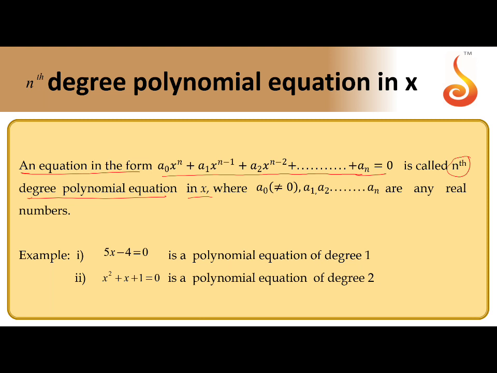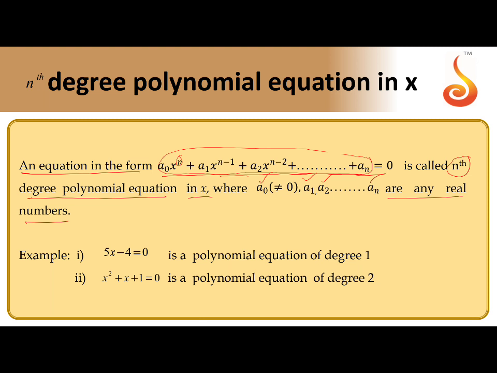We call it an nth degree polynomial equation in x, where a0, a1, a2, ..., an are any real numbers, and each term is a multiple of a power of x. So this equation we call an nth degree polynomial equation in x. Just observe the left side of the equation. This is an expression. In this expression, the highest power of x we take as the degree of the polynomial equation. That's why we call it an nth degree polynomial equation in x. So the degree depends on the highest power of x on the left side of the equation.